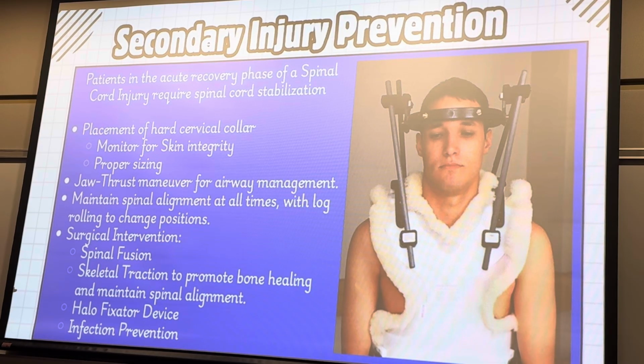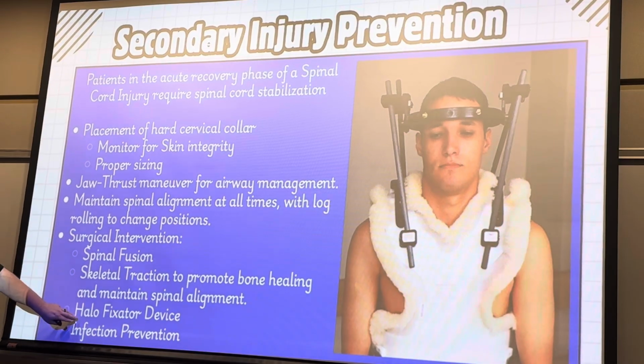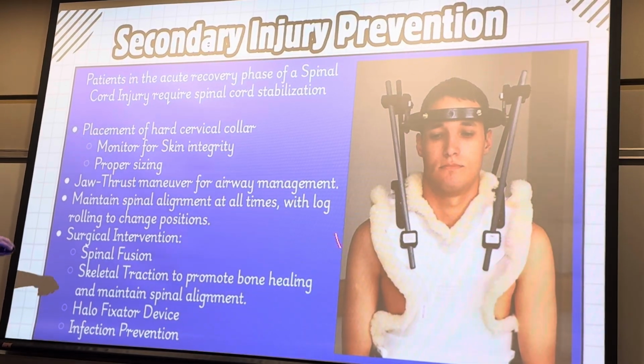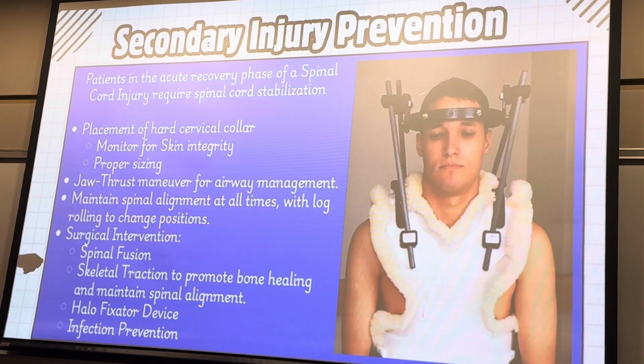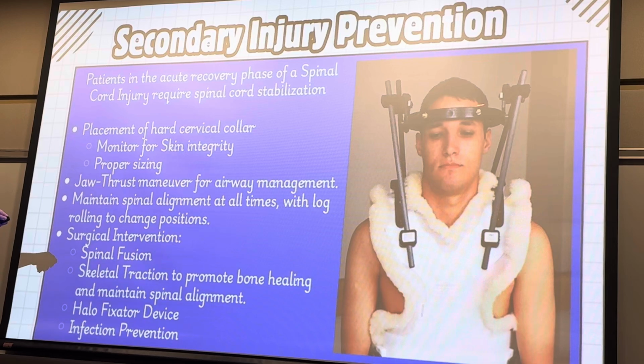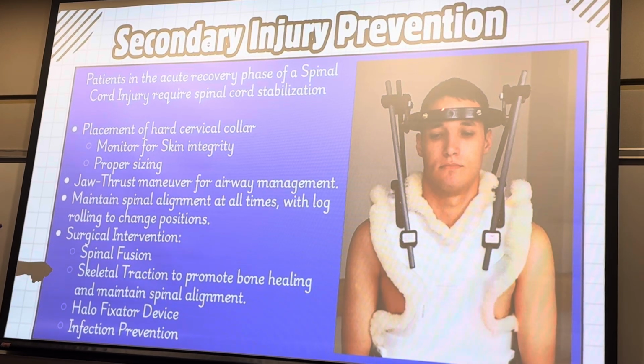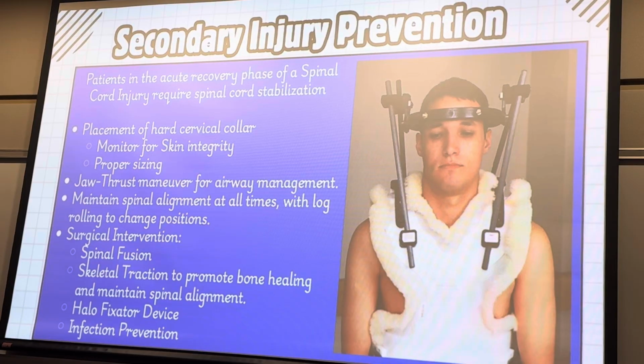Skeletal traction also kind of fits in with this halo fixation device, which is going to be right here on this side. So they actually have pins within the skull that keep it in line, and they wear this vest that keeps that cervical spine in perfect alignment. You can also keep traction on this halo fixation device to almost pull apart that compression, keeping that spinal column in perfect alignment from there.